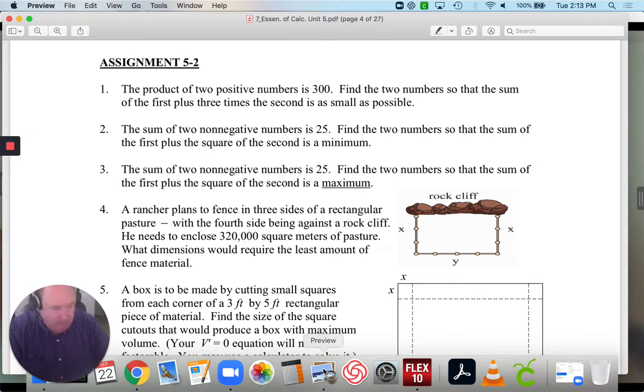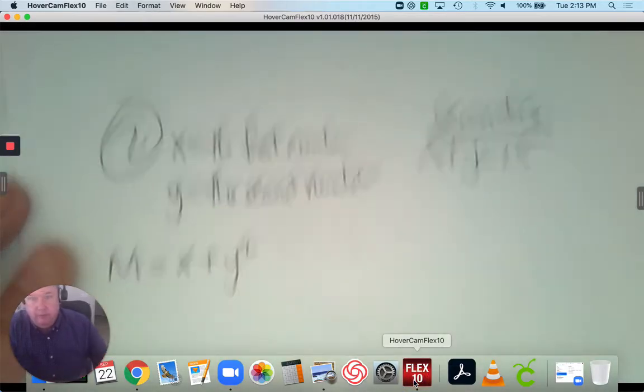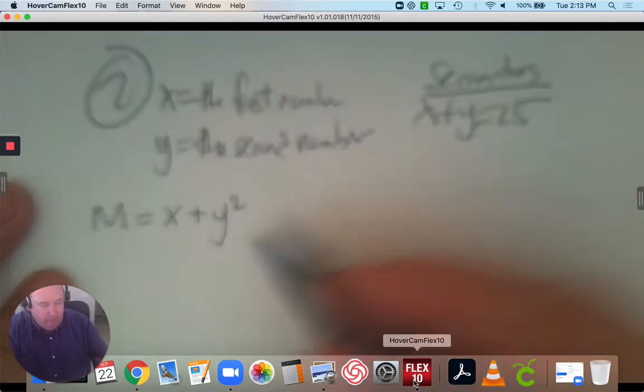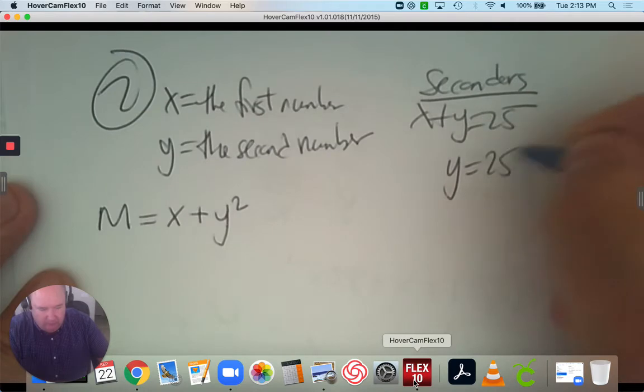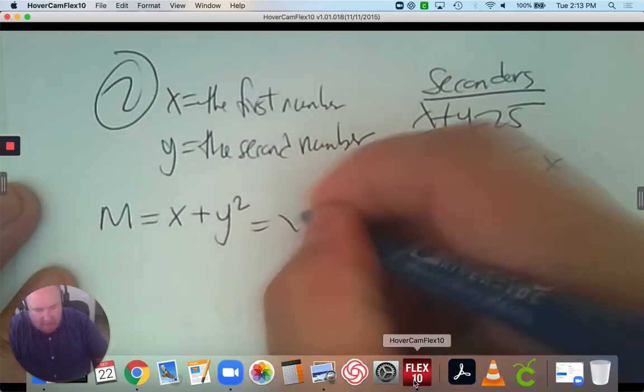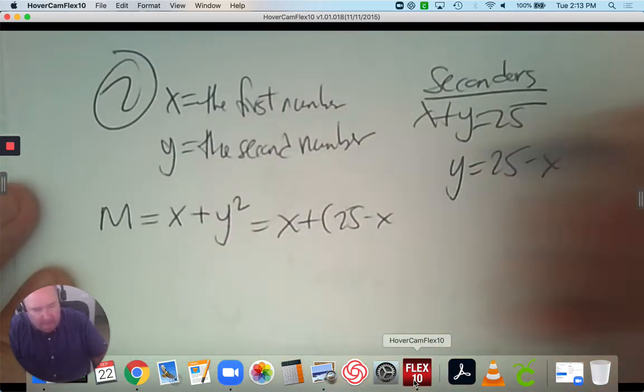So here we go. So the primary then is find the two numbers so that the sum of the first plus the square of the second is a minimum. So this is what I have so far. Too many variables, so y is equal to 25 subtract x. Substitute in 25 minus x.